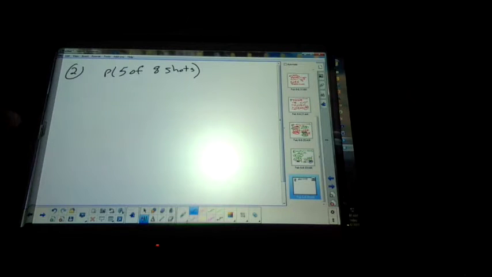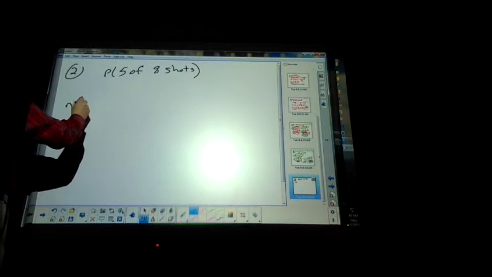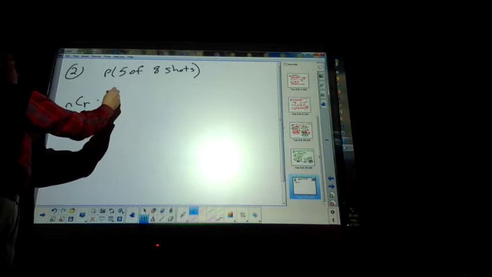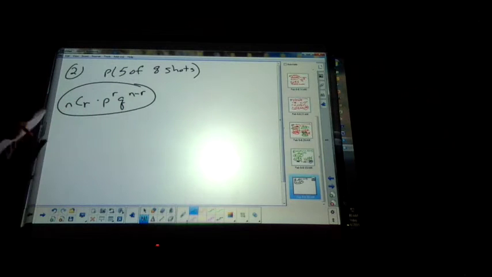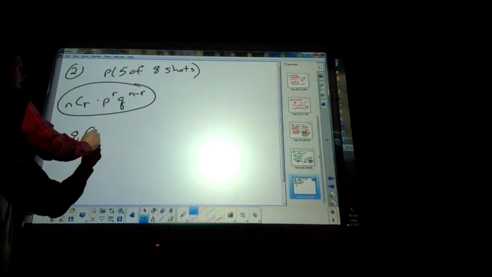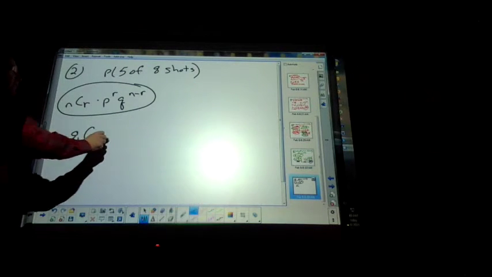Okay? We're going to go back to this equation because we're going to use it over and over. So we're going to use that. Are we worried about that he makes at least, at most? No, we just want to know the probability this person makes 5 out of 8 shots. So I'm going to use this equation. I'm going to go 8C what? 5?